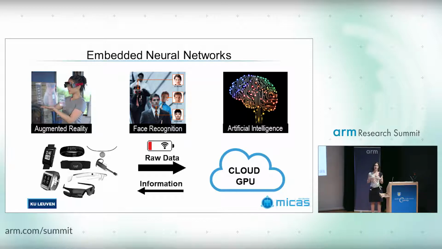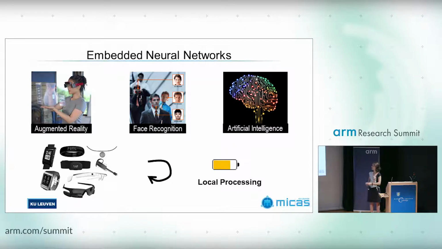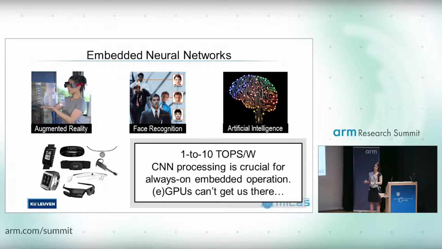These algorithms require too many computations, so the devices send all the raw data to the cloud. The algorithms run there, and you get the classification labels back. The problem, however, is that this causes significant issues for the user's latency, the privacy of the user, and also the transmission of the raw data itself costs a lot of energy for these devices.